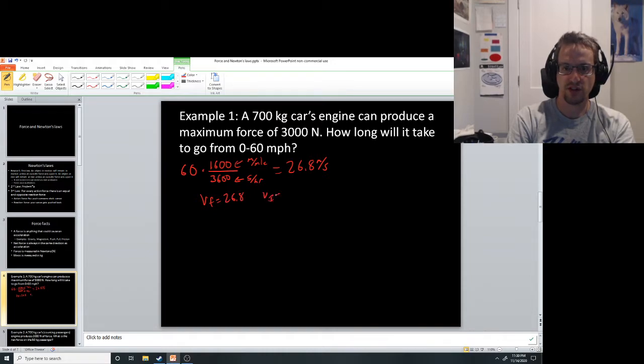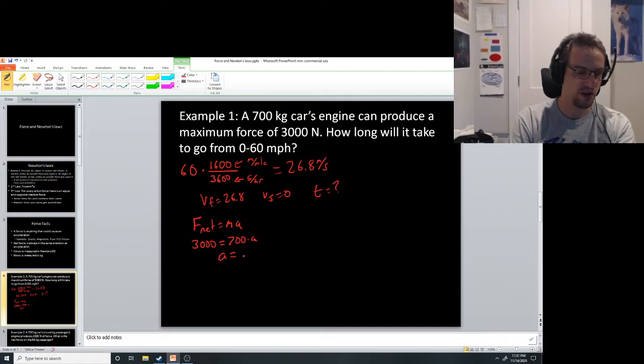We got V initial is 0, right? And those are the only two kinematics values we have. And I want to find time. So I got to get one more, and that's acceleration. I can get it because F net equals ma. So if my force is 3,000, and that's equal to 700 times a, a is going to be equal to 4.29.